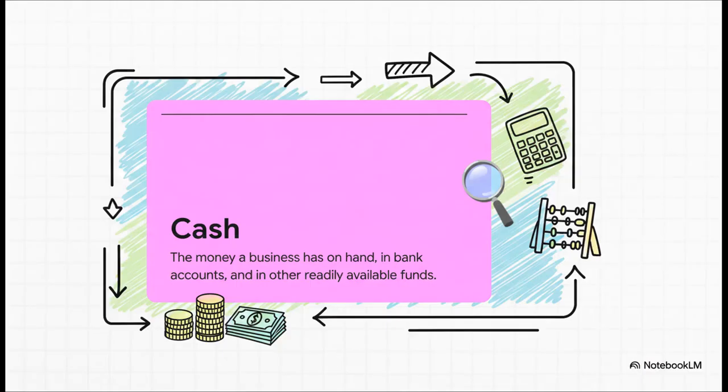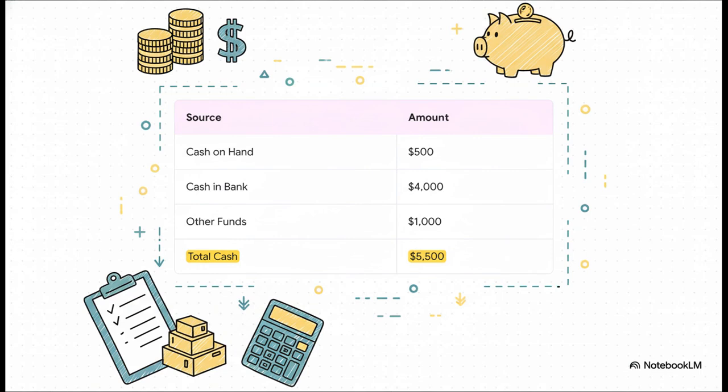Yeah, so when we see cash on a balance sheet, it's not just the bills in the cash register. It's the grand total of all your money that's ready to go at a moment's notice. So that's the physical cash, the money in your business checking account, and any other funds you can get your hands on, like, immediately. Let's make this super practical.